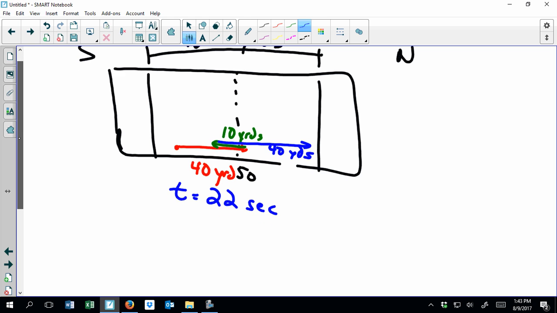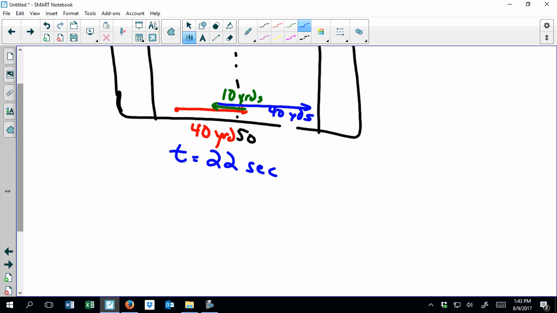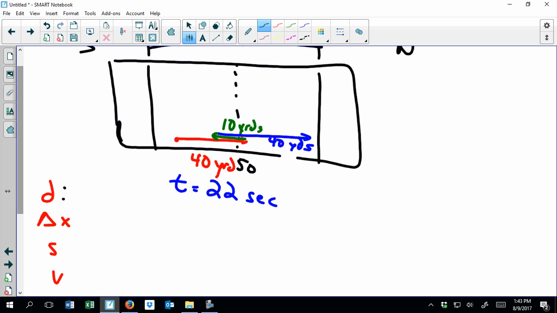So from this, I want to know 4 things. I want to know his distance, his displacement, his speed, and his velocity. So remember, distance is just how far he went. And the easiest way to do this is just count up all of these little legs, 40, 40, and 10. We don't have to do anything because we're just worried about how far he ran.